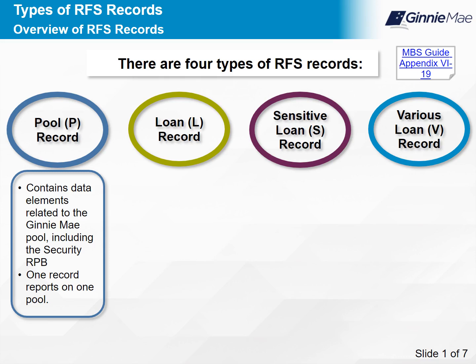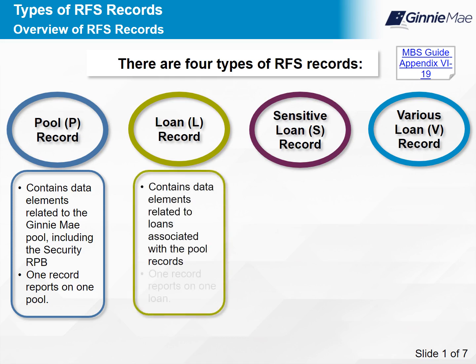A file would typically have one pool record for each pool reported by the issuer. It is not mandatory that a submission file always have pool records. The loan record contains data elements related to the loans associated with the pool records, one record for each loan. A file would have one loan record for each loan reported by the issuer. It is not mandatory that a submission file always have loan records.